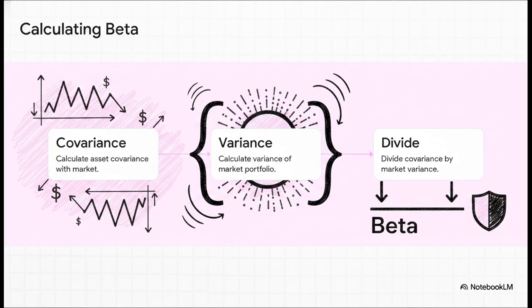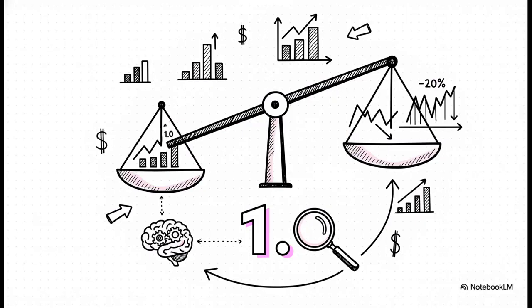Step 1, we calculate the covariance of the asset with the market. Step 2, we calculate the variance of the market portfolio itself. And then step 3, this is where the magic happens, we divide the asset's covariance by the market's variance. This simple division creates a clean, perfectly standardized metric known as beta. And that brilliant little calculation leaves us with this number right here, 1.0. The beta of the average market portfolio is exactly 1.0. This gives us the perfect anchor.